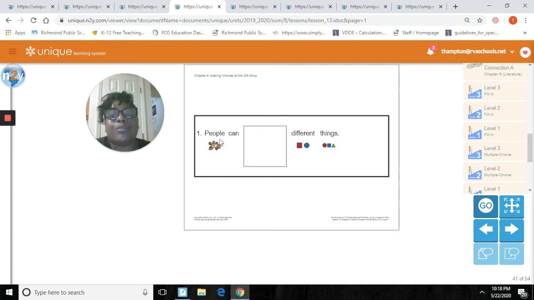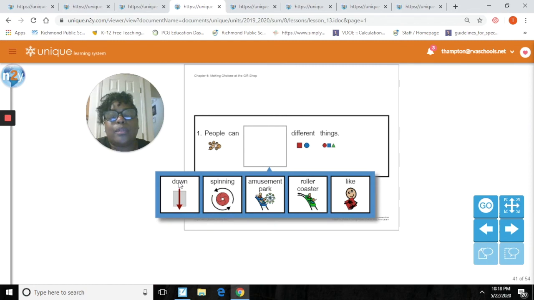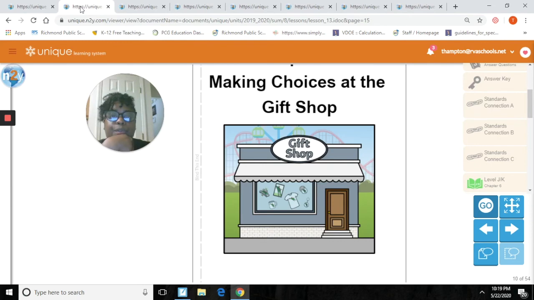All right, so let's read our first statement here. It says, people can blank different things. Down, spinning, amusement park, roller coaster, like. Make a choice, okay? So now we're going to go to our story to help us find the answer.